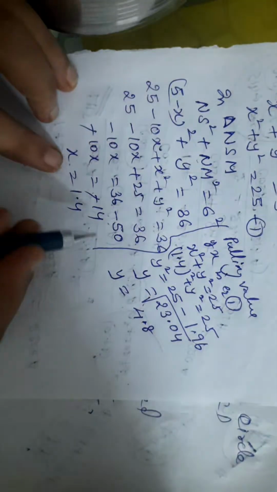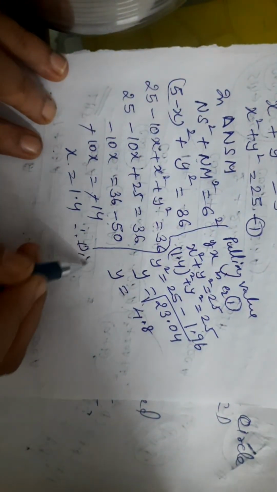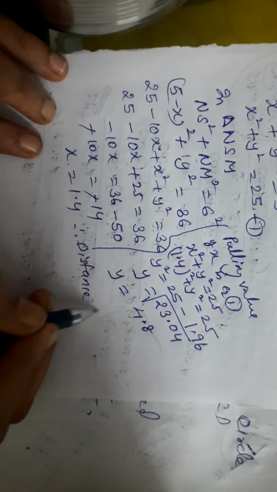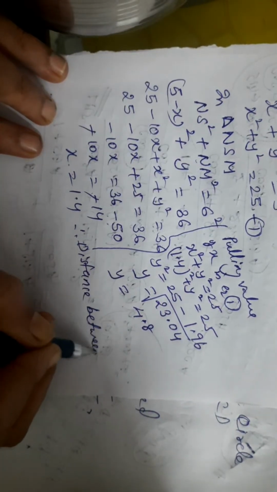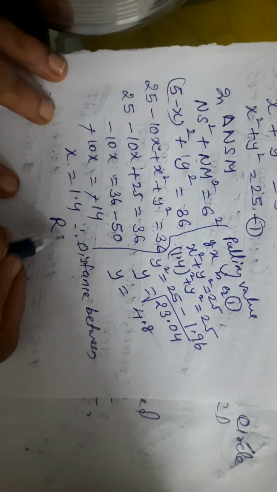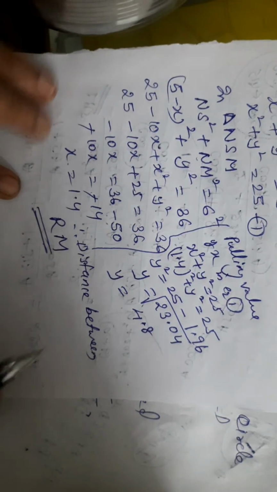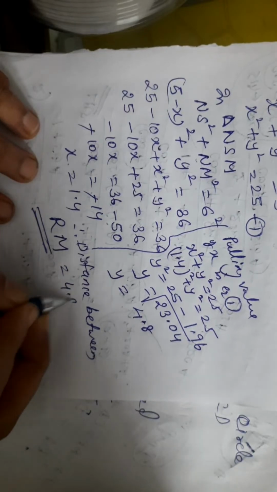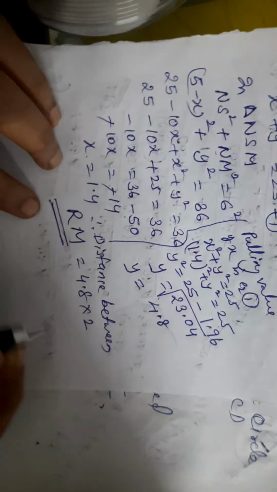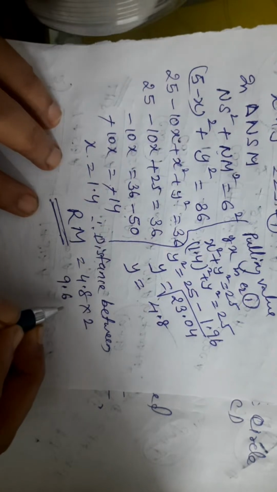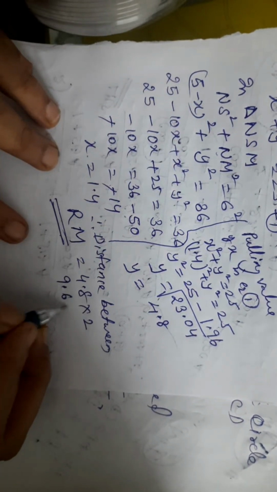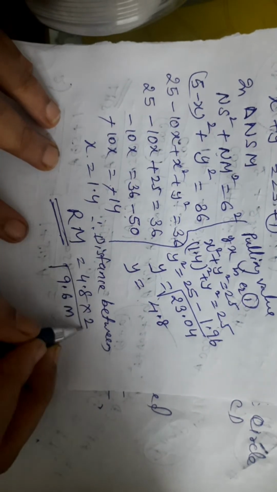So finally, distance between Reshma and Salma is double of 4.8. Therefore, distance between Reshma and Mandeep, this only we need to find, is twice of 4.8, which is 9.6. Here everything is given in meter, so we'll write meter. So this is the final answer.